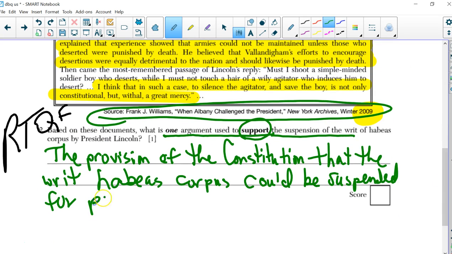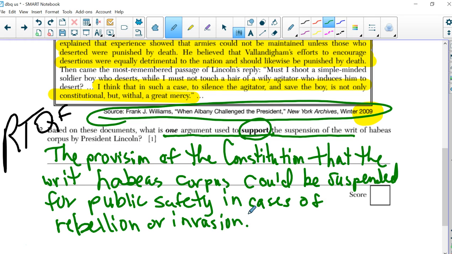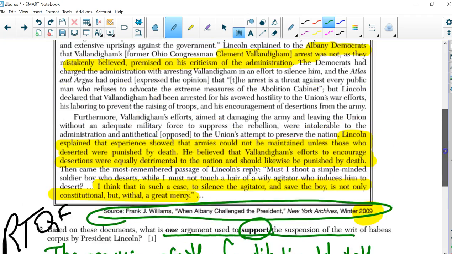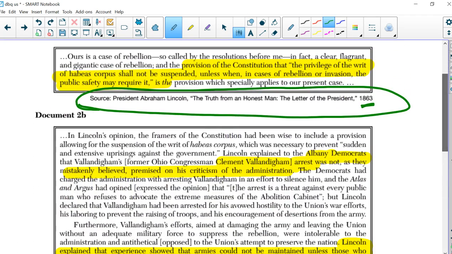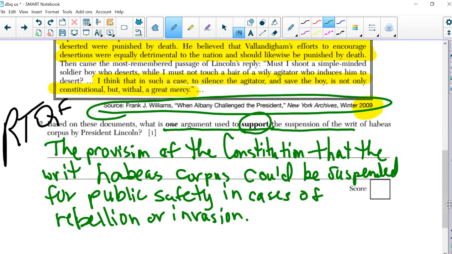Public safety. In cases of rebellion or invasion. Do you have to write all this? No, you don't. But I'm giving you a full answer, and honestly, you probably could have gotten this to fit on 2 lines. I'm writing on a touchpad screen here, and it's coming out really huge. So the provision of the Constitution that the writ of habeas corpus could be suspended for public safety in cases of rebellion or invasion. Okay?